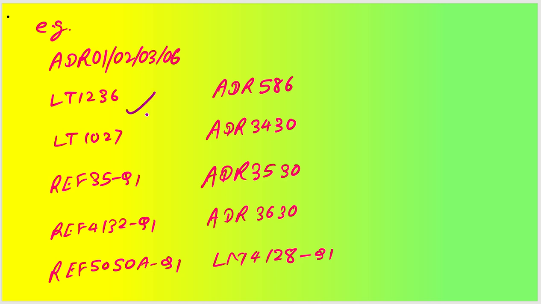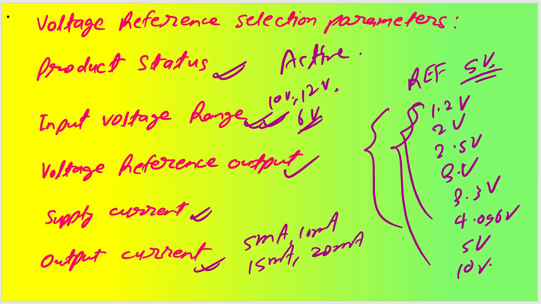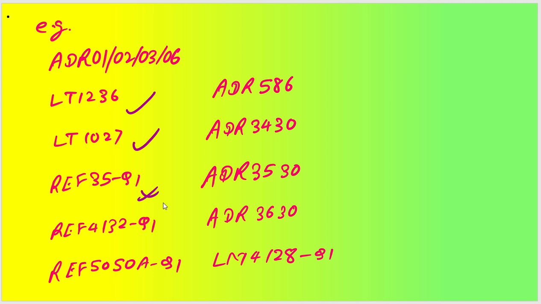These are the numbers that you can take up. Let's say LT1236 or LT1027, REF35-Q1 or REF4132-Q1. These are not the complete part numbers, these are the initial part numbers. Based on the voltage rating, the extension will come. As I told you, these were the voltage references, so based on these voltages, there will be different ratings and extensions.